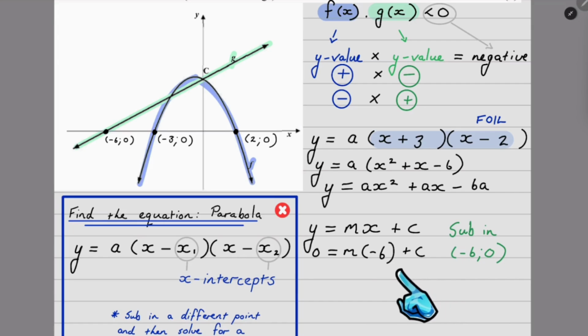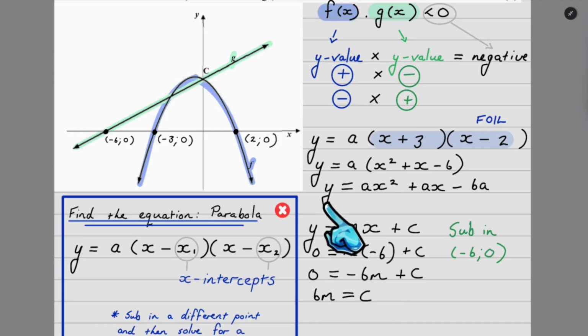After making that replacement, I'm just going to simplify things a little bit. M times minus 6 is minus 6m. And then I'm going to take that minus 6m over to the other side and it becomes positive 6m. And now what I have is an expression for the y-intercept for both the parabola and the linear function. So c is the y-intercept for a linear function. And this number at the end here without an x is the y-intercept for the parabola.